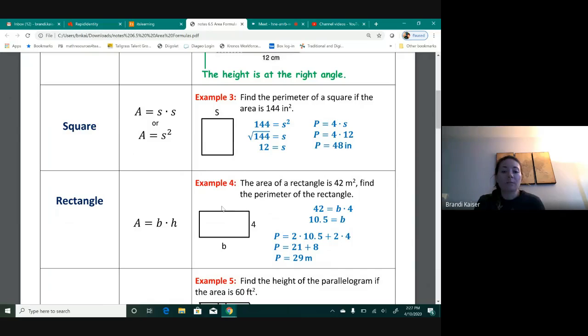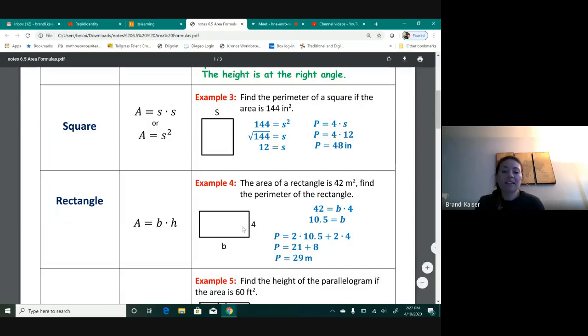And we know from the properties of a rectangle that its opposite sides should be congruent. So if this right side is 4, that means the left side is 4. And if the bottom, we just found it to be 10.5, that means this top side has to be 10.5. So I have two 10.5, so 2 times 10.5 would be 21. And then I have two sides that are 4. 2 times 4 is 8. If I add those two together, 21 plus 8, the total perimeter for my rectangle should be 29 meters.